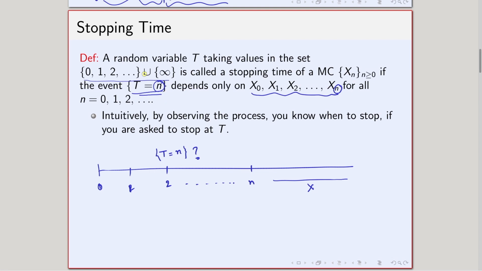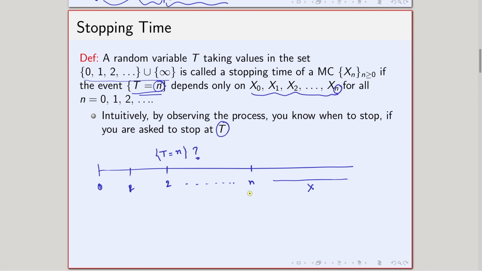Now, intuitively speaking, what does this mean? As I said, if I tell you to stop at T, a random time, then if you see the process up to n, you can tell whether you have to stop at n or not. Observing the observed values of the Markov chain up to the point n, I can tell when I have to stop if I am asked to stop at the time point T.